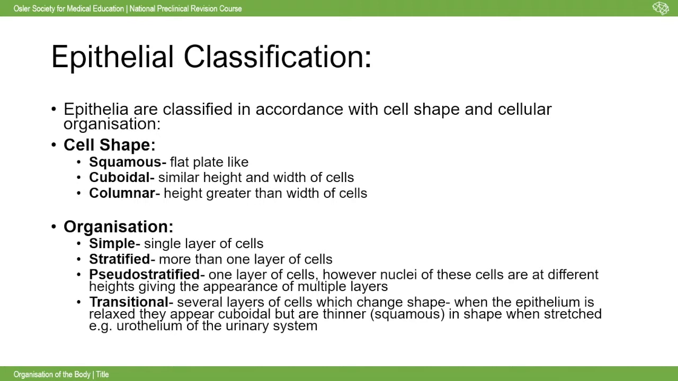We also have another type, which is transitional, which is specific to the urothelium. And this is the epithelia in which the cells can actually change shape in accordance with the volume of liquid that the urinary system is holding.